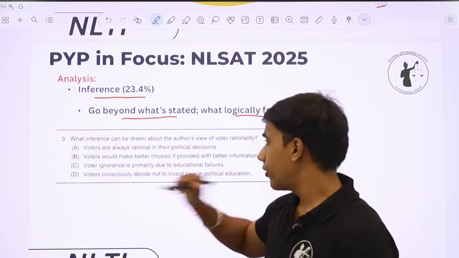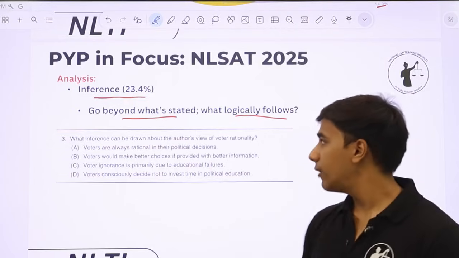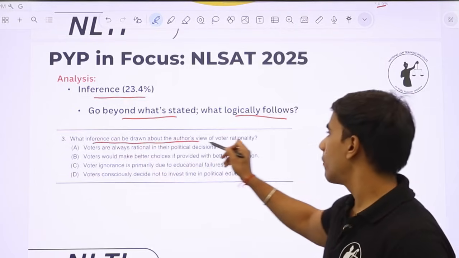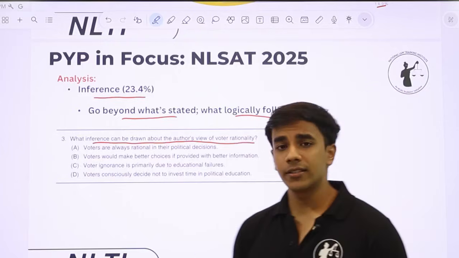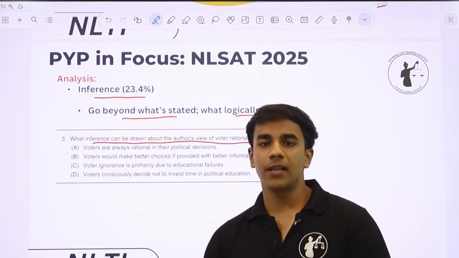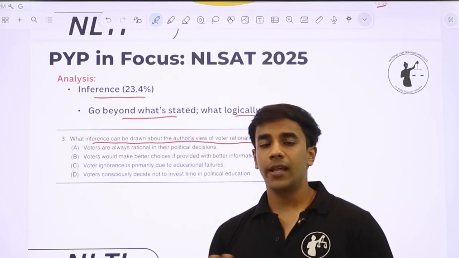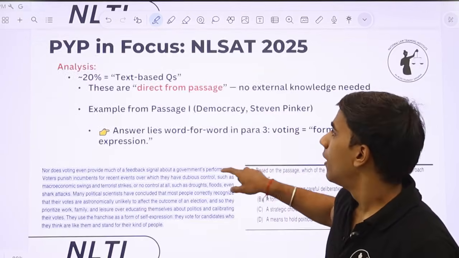So, to give you an example of a question asked on inference in NLSAT 25, this is question number 3 from the master booklet. What inference can be drawn about the author's view of voter rationality? Now, this is an inference that you can draw only after properly reading the passage, after you've understood the intro, you have understood the argument, then the conclusion. After that, you'll be able to identify the inference as well.